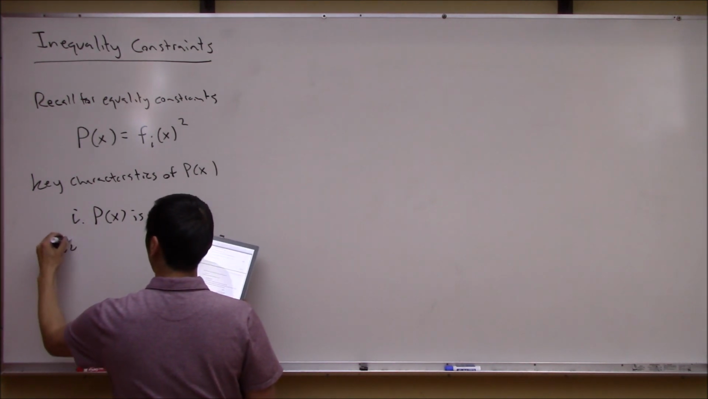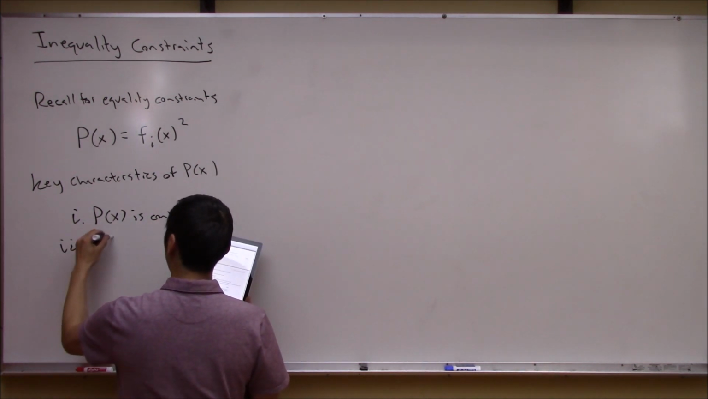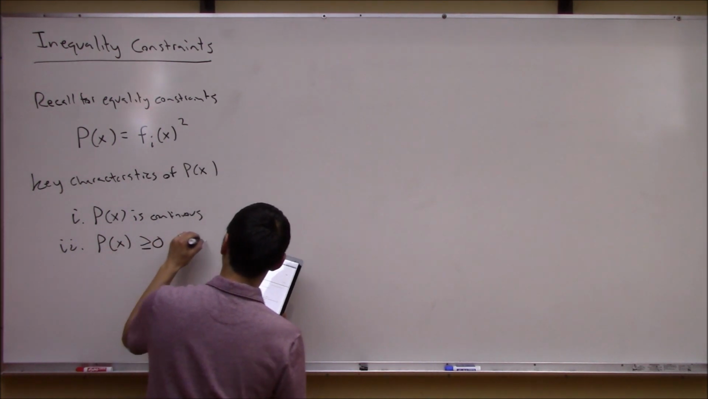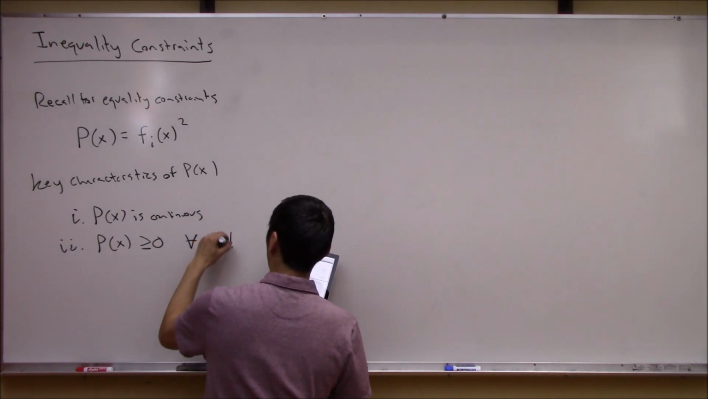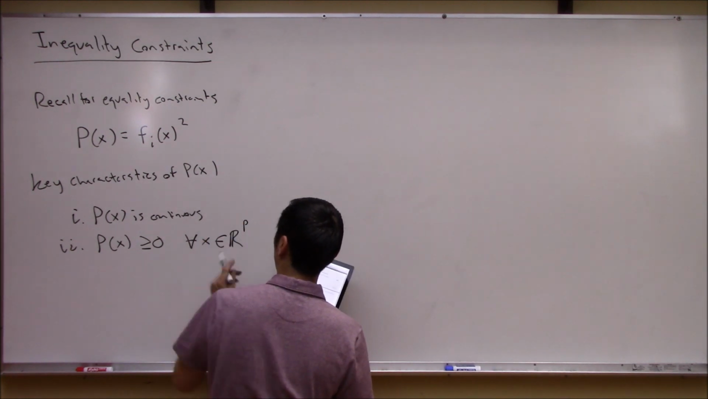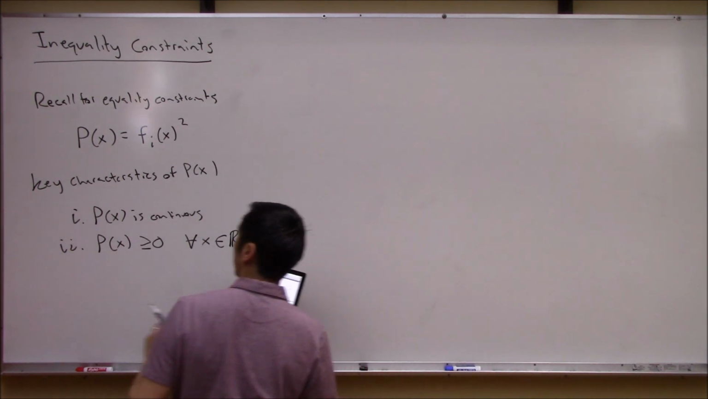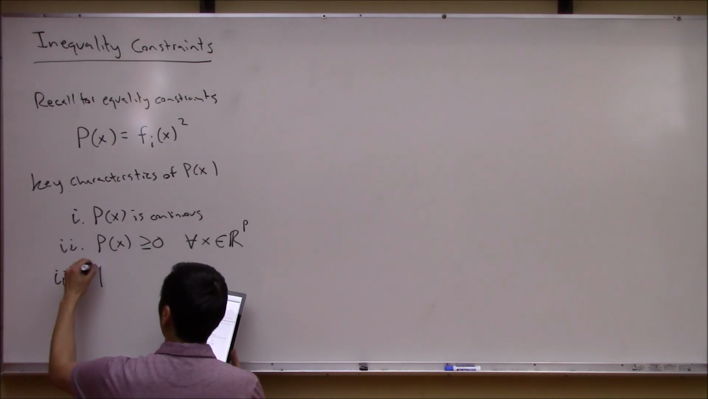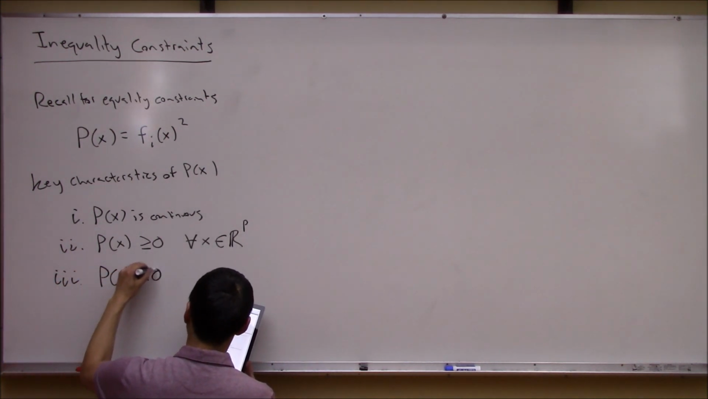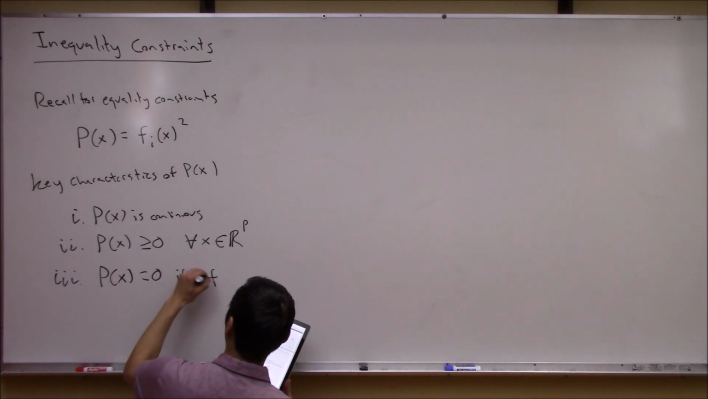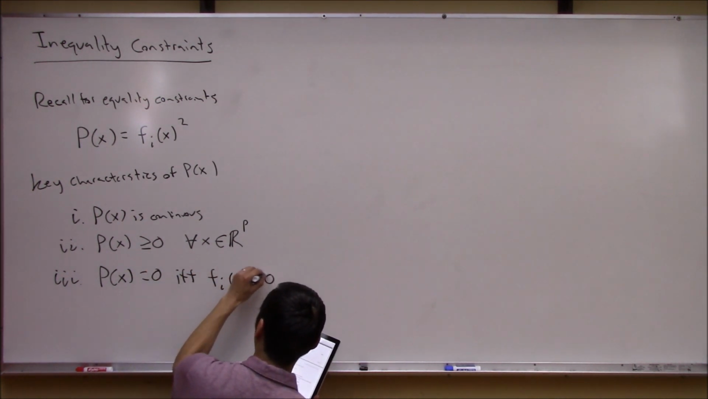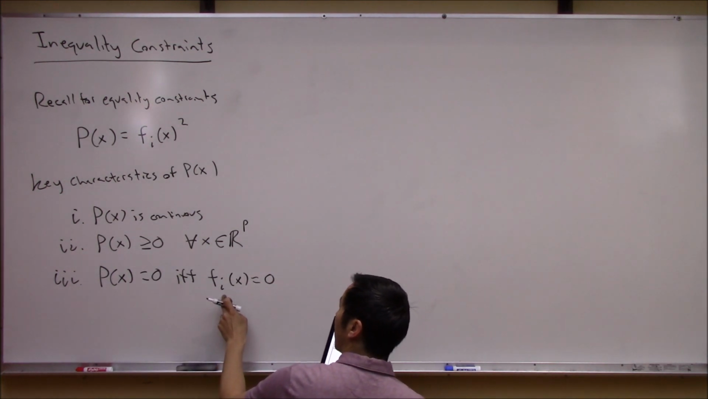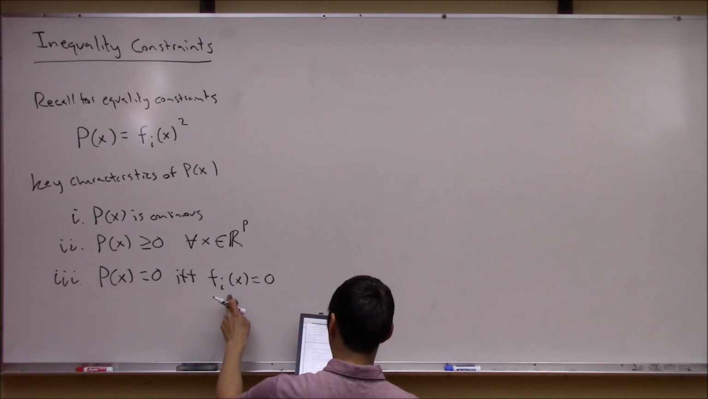Right? The second thing that we made use of was that p of x was greater than or equal to 0 for all x in your solution space. I think if we said maybe you have p decision variables, right? And then the last thing that was kind of the key was that the penalty function was basically 0 if and only if fi of x was equal to 0. In other words, this thing was 0 only if you satisfied that equality constraint, right?